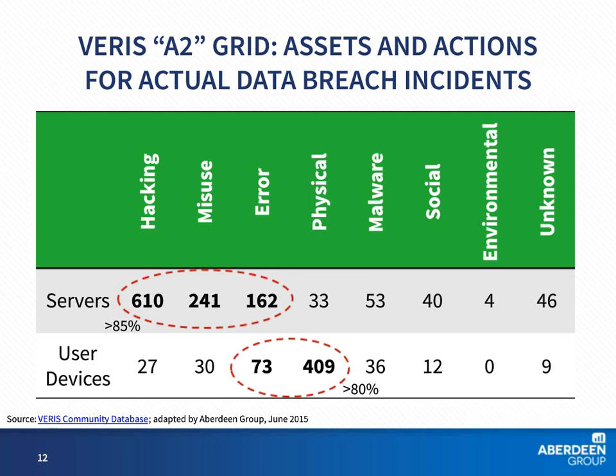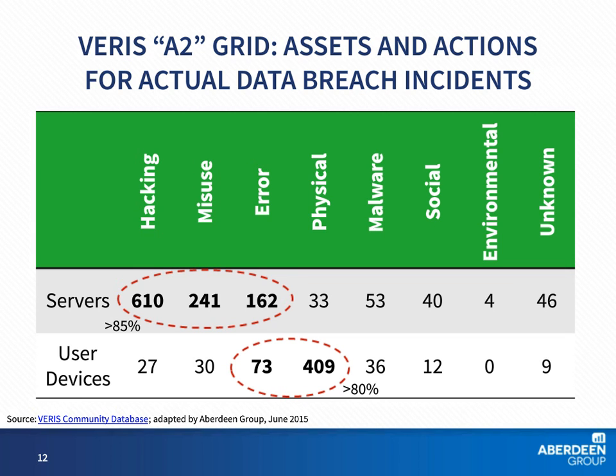So when we start to talk about the likelihood of what could happen, is it possible that the servers, for example, would go missing? Well, yes, there's always the chance at the end of life, as they're retired or repurposed, that something could happen. But it's unlikely, and the data shows that the high risks to be concerned about are the ones bolded and circled here: hacking, misuse, and error on the server side. And on the user side, by far, it's the physical aspect, lost or stolen, and also human error.